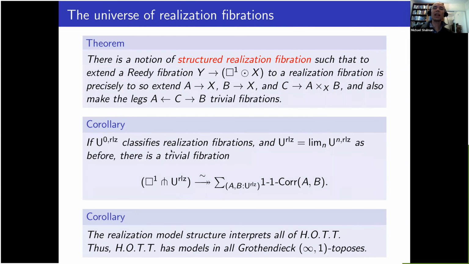Basically, the idea is we have a classifier of realization fibrations, and then we build this sort of higher coinductive thing, and we get a trivial fibration relating paths in this universe to one-to-one correspondences, so that we can interpret all of this higher observational type theory in some sort of model structure for any Grothendieck infinity 1 topos.